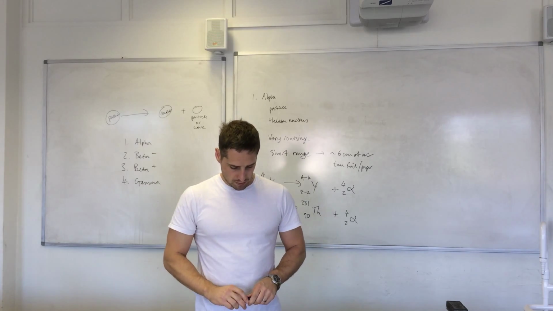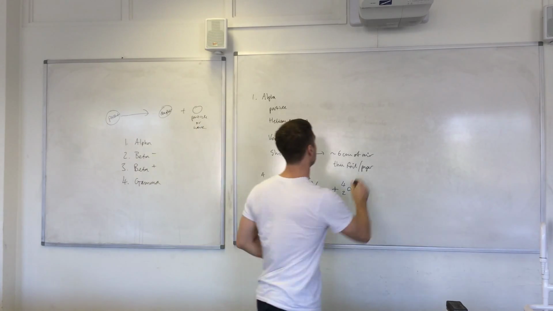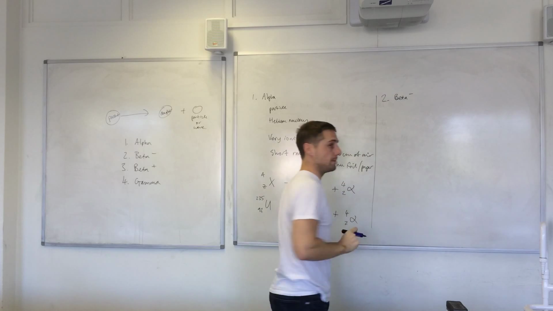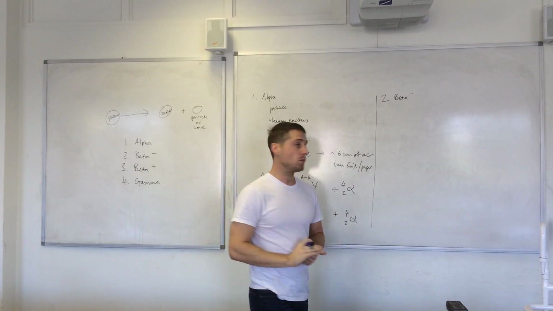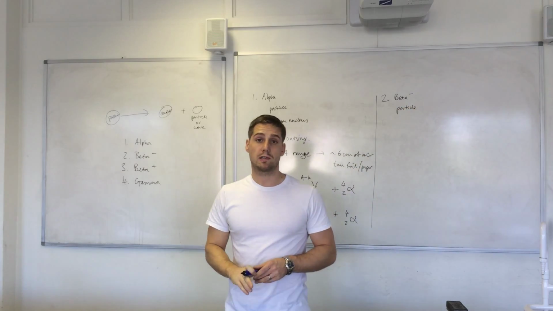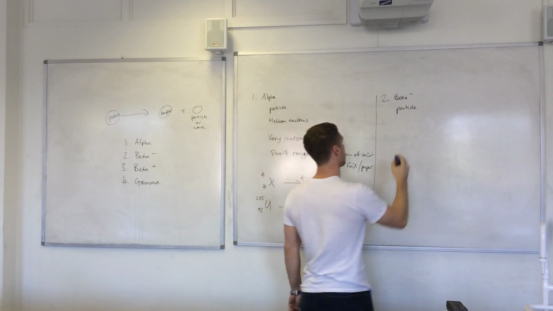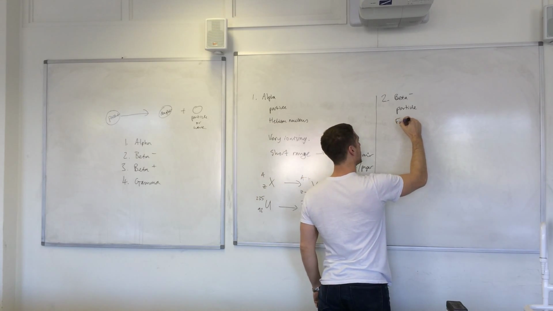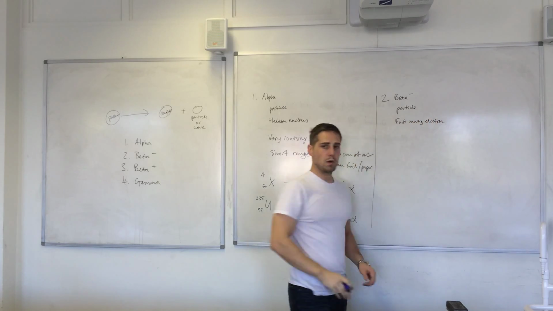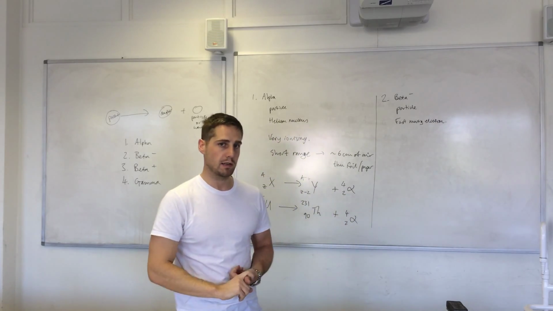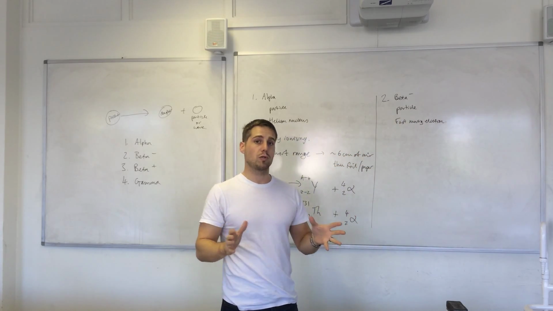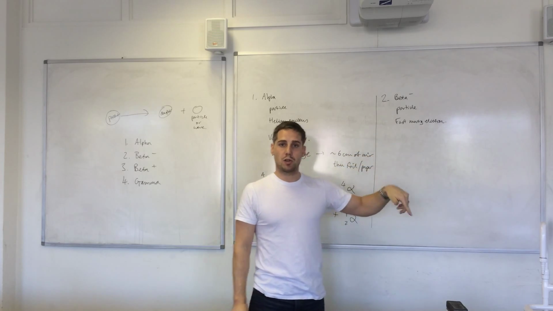That's alpha. Now we're on to beta minus. So let's write that over here. Okay. Beta minus is a particle again, but it's not a helium nucleus this time. This time it's an energetic electron, or a fast-moving electron. One of the misconceptions with beta minus is that the electron is one of the orbital electrons. That's not true. This electron comes from the nucleus.